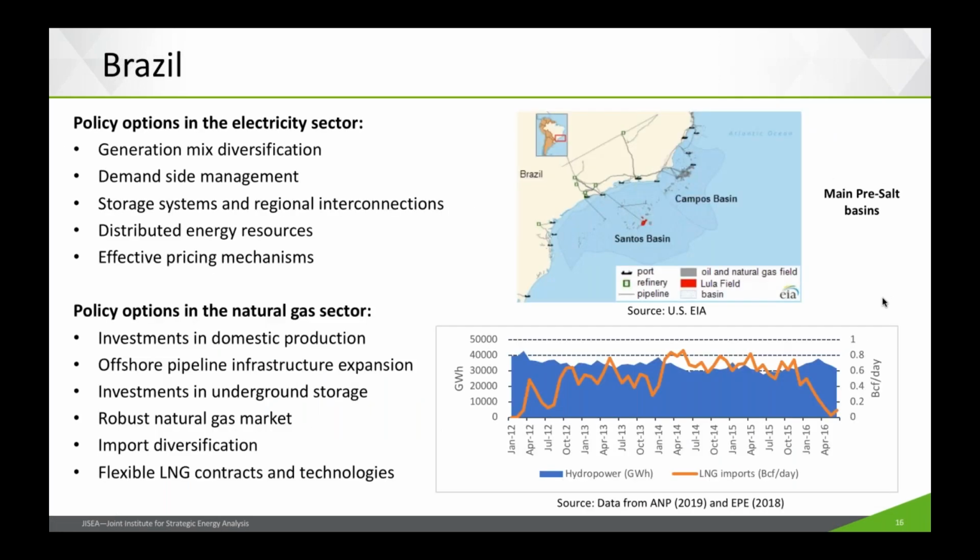So here we show some policy options, and I want to highlight especially the pricing mechanisms in the electricity sector. Brazil is currently working to implement the hourly spot prices. Right now, they still have the weekly prices, and I believe the hourly spot prices will be very important in terms of flexibility. And in the natural gas sector, investments in offshore pipeline infrastructure, especially in the pre-salt fields, along with underground storage, flexible LNG contracts and technologies, will also play a big role in terms of power system flexibility.